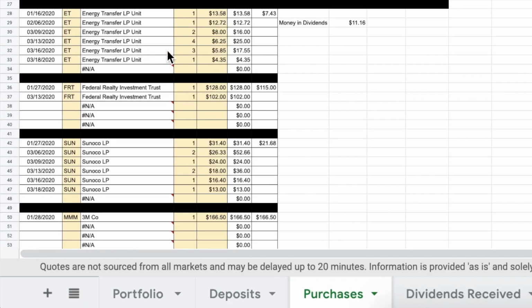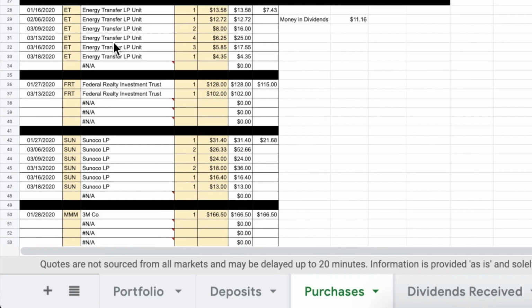I also added a whole bunch of shares of ET, Energy Transfer, which brought that average cost down to $7.43 from, we started out at $13.58. So the lowest I got was $4.35, which was a pretty good buy. I wish I would have been able to get these in a different order, but as the price goes down, sometimes you feel like it's not going to go much lower, and then it does.